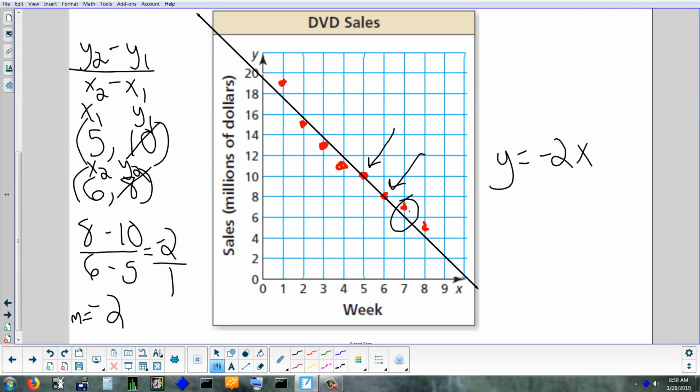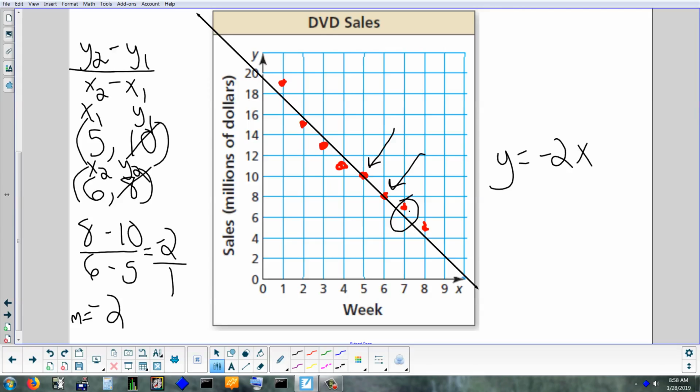When I'm looking at a graph, what's the y-intercept mean if I'm looking at the picture? It's showing me where the line crosses the y-axis. All right? So if I'm looking at my graph here, where does my line go through the y-axis?